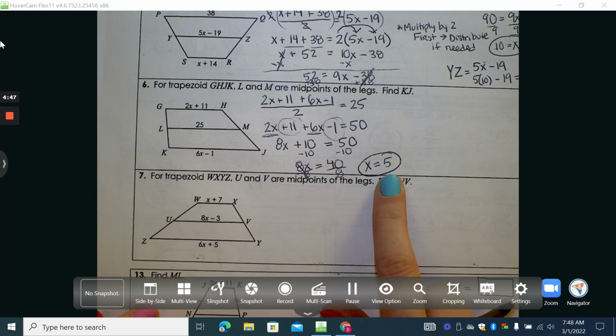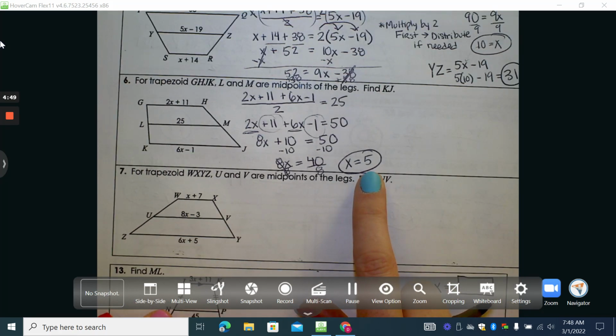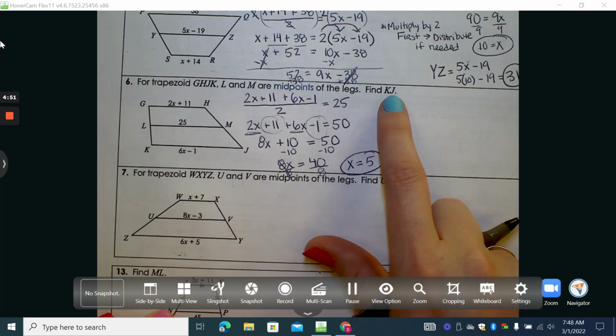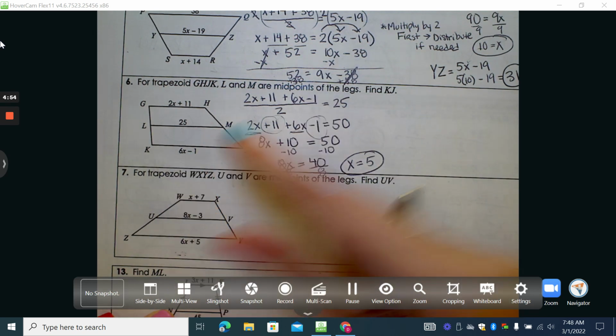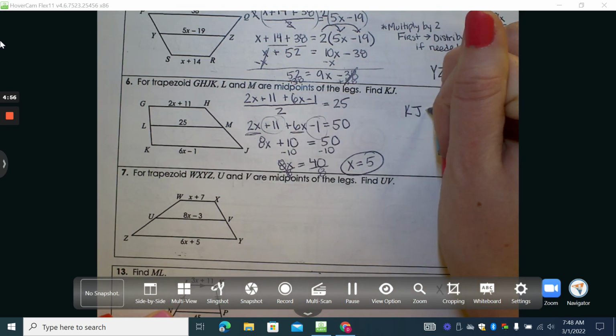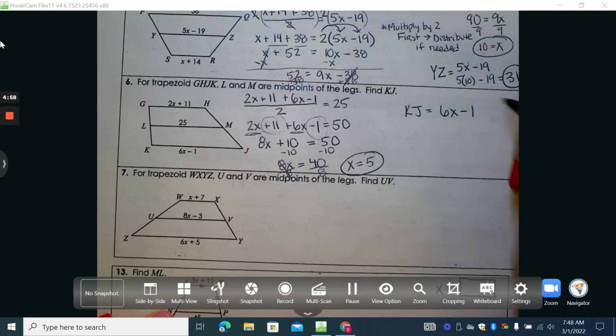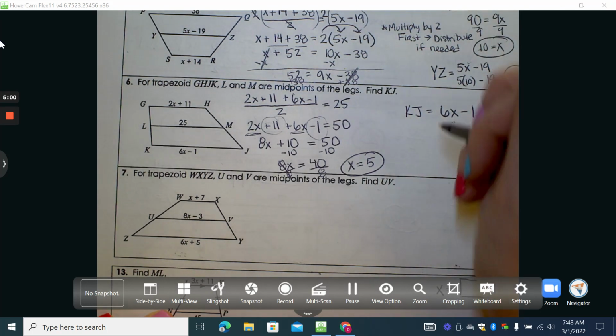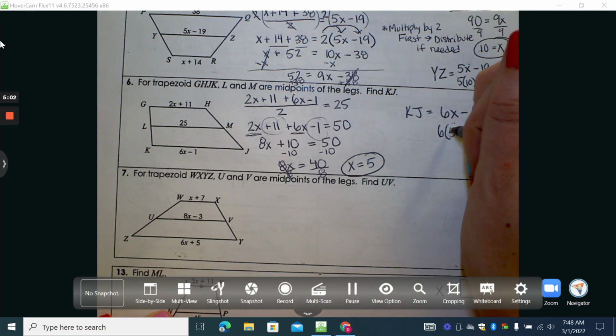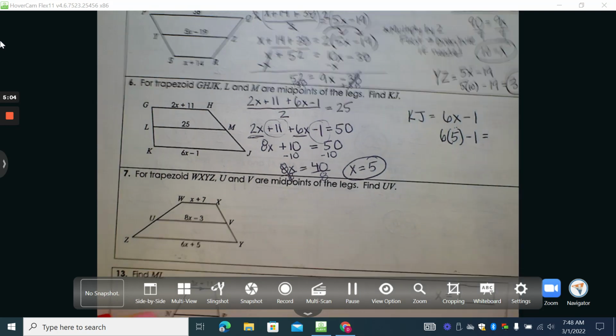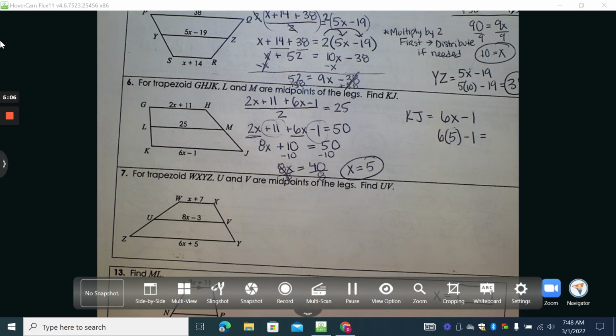Again, x equals 5 is an awesome answer, but I need to know what kj is. So I'm going to go back and see, all right, kj is 6x minus 1. I'm going to put a 5 in that x spot. 6 times 5 minus 1. Kj is equal to 29.